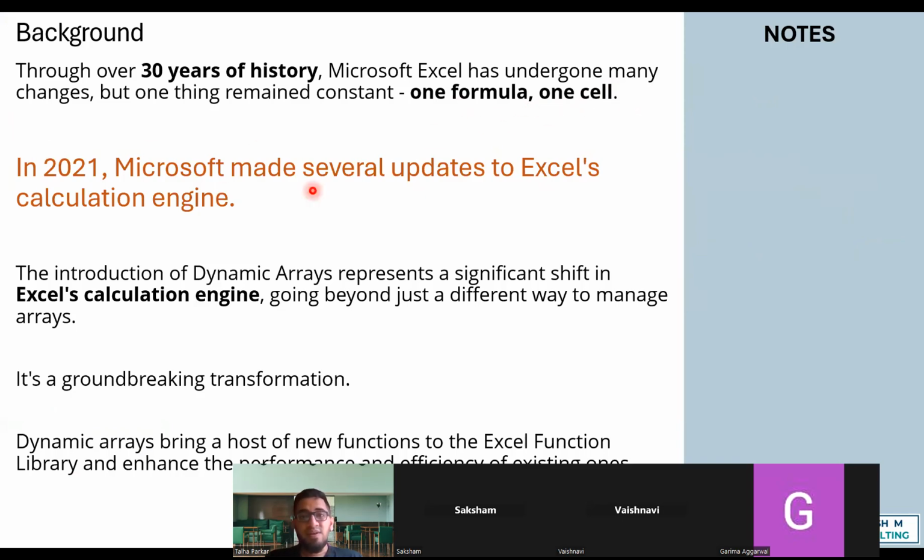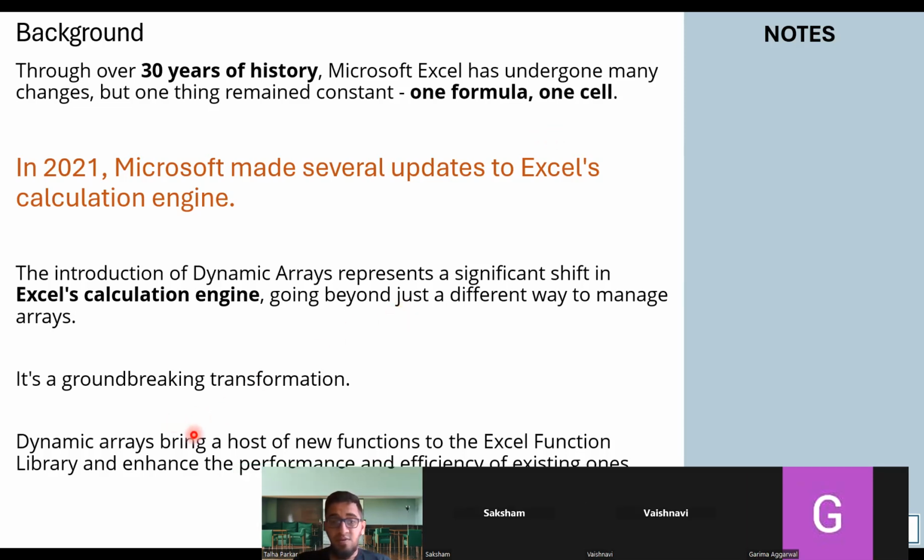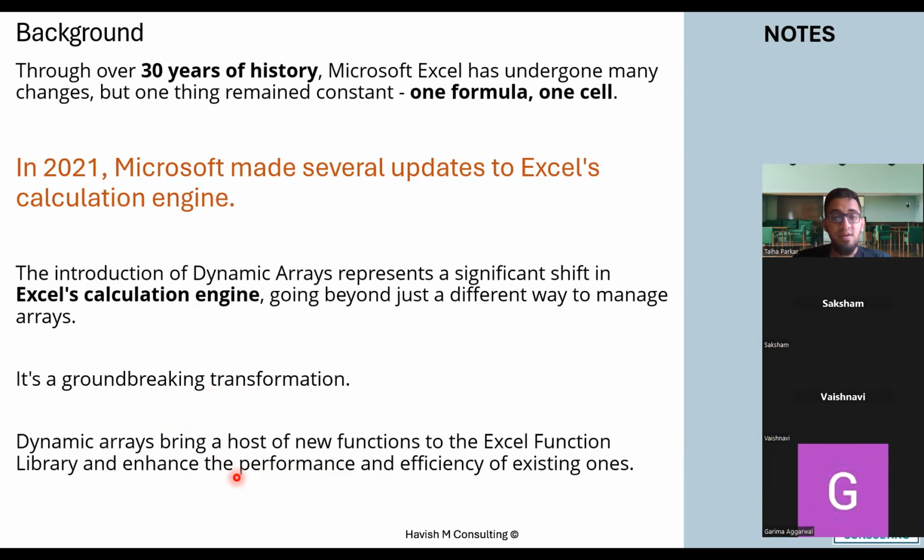In 2021, Microsoft made updates to their calculation engine. They introduced dynamic arrays, a significant shift in Excel's calculation engine. Why was this significant? Because now one formula did not result in just one cell. One formula could generate multiple results, in multiple cells. It was groundbreaking because the concept of arrays has always been restricted to programming. Excel was only a formula language, but after dynamic arrays came in, Excel is also a programming language, right?